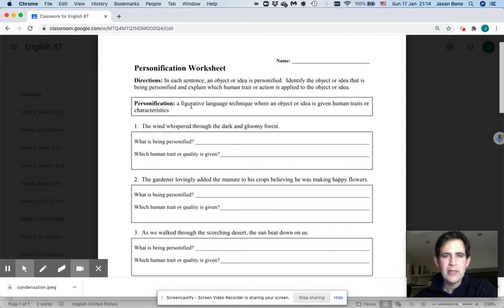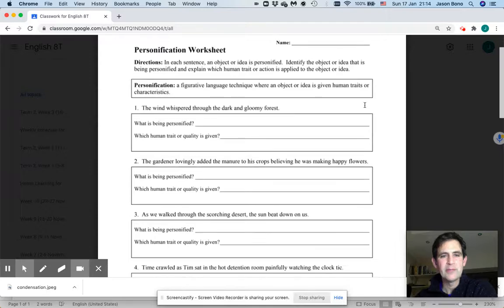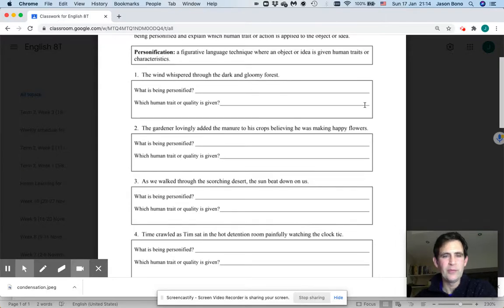Personification is a figurative language technique, or a way to make your creative writing better, where an object, a thing, or an idea is given human traits or qualities, characteristics. So let's look at an example. Even if you're totally not sure what that means, it will soon become clear.